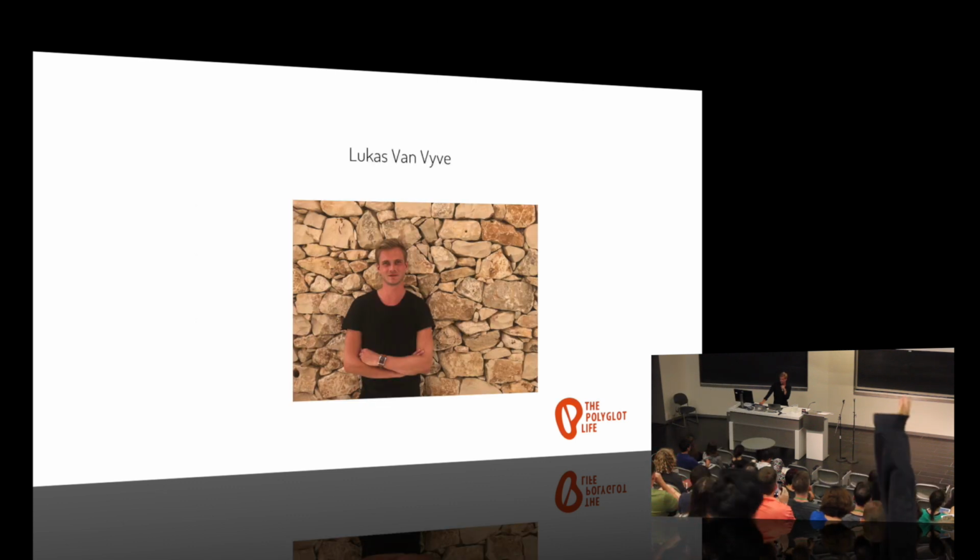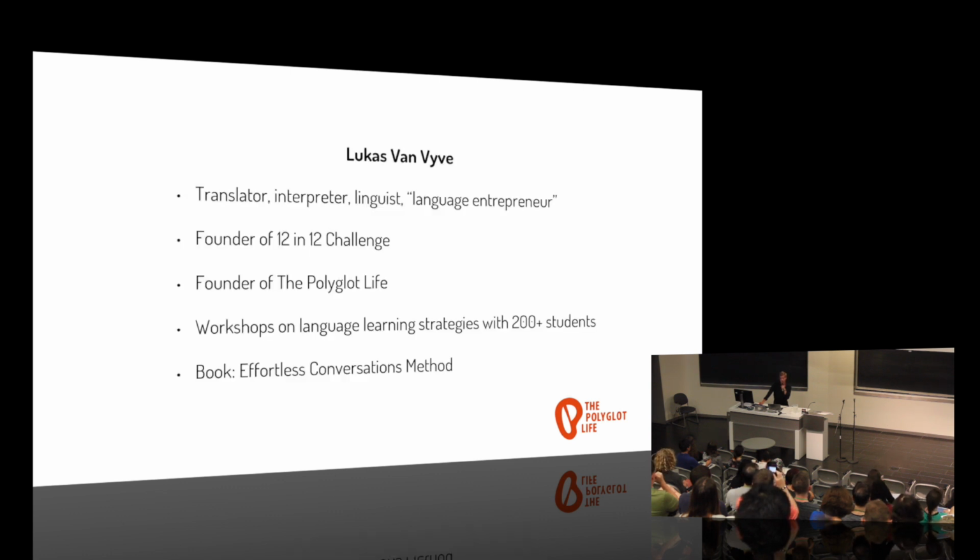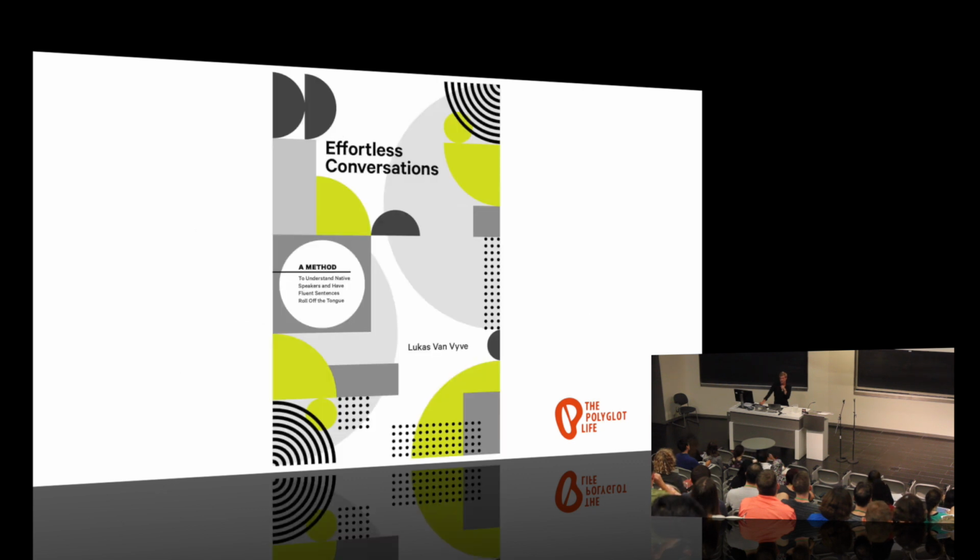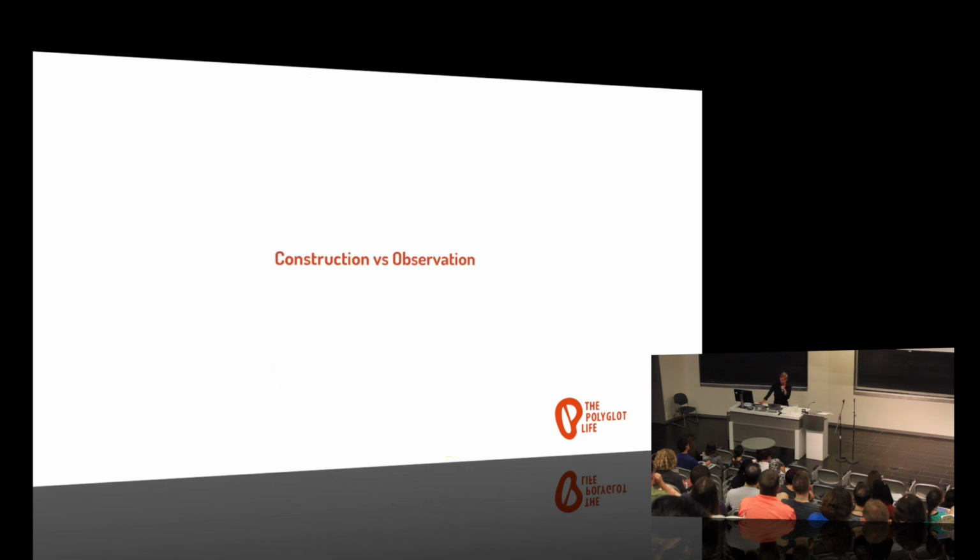So I'm Lucas van Vyve. I'm from Belgium. I'm a translator, interpreter, a linguist, turned language entrepreneur. So I now help people learn languages. I run language courses. I run workshops. I'm the founder of the Polyglot Life. That's where I run online workshops on how to learn vocabulary, how to set up a solid language learning routine, etc. And the method I'm going to talk about today, I just finished writing a book about that as well. It will be published in the next couple of weeks. I'll talk a little bit more about that later in this talk.